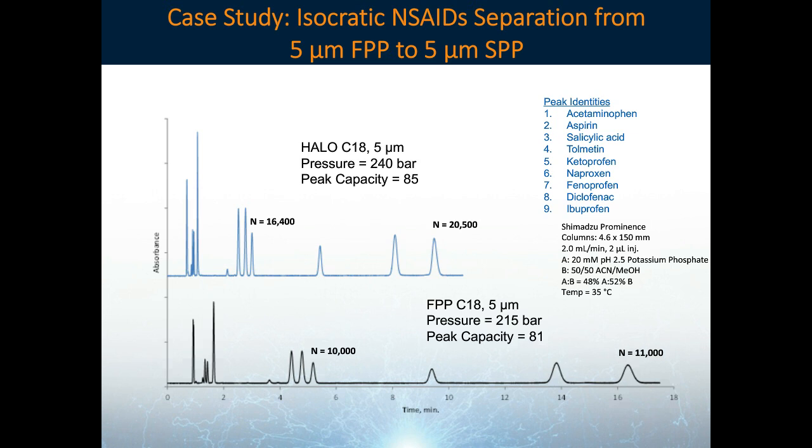So you can notice that the separation on the Halo column is about half the separation time on the FPP column, and more than 60% higher efficiency is observed on the Halo column. So not only are you getting your separation done faster, but you're also seeing an improvement in the efficiency. So everybody wants more time and more throughput. So a simple one-for-one swap like this doesn't really require, I would say, a whole lot of effort.